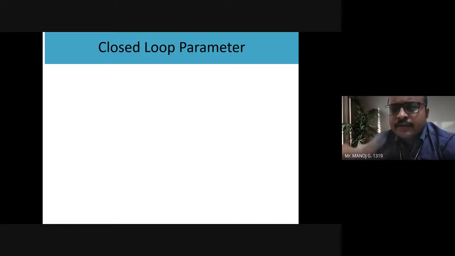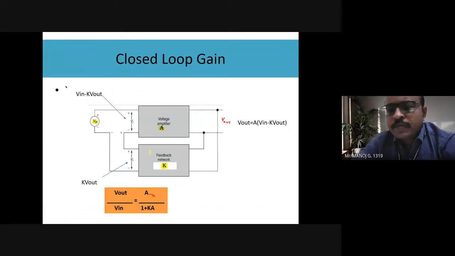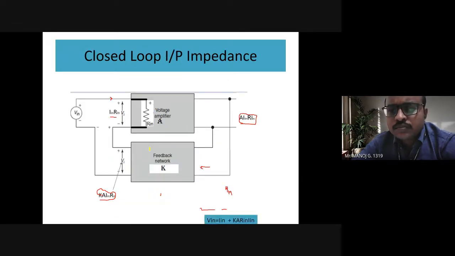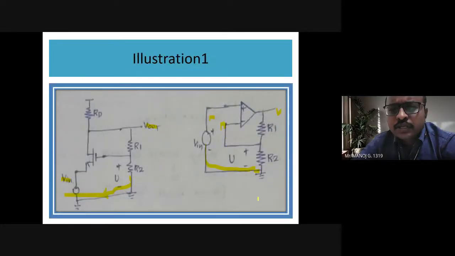How do you calculate the gain? What is the general expression for gain? We found out, right? A by 1 plus K. So A for this particular transistor is nothing but this particular transistor's gain, right? Open loop gain is what? Minus GM into RD. Yeah, that is known for you. Now you need to find out what is the K value. Open loop gain you can calculate. Open loop gain is GM into RD.